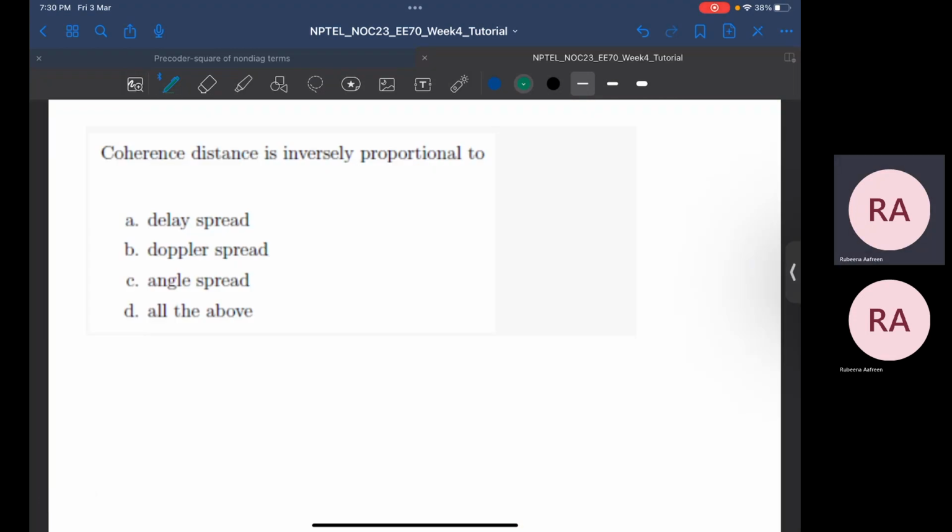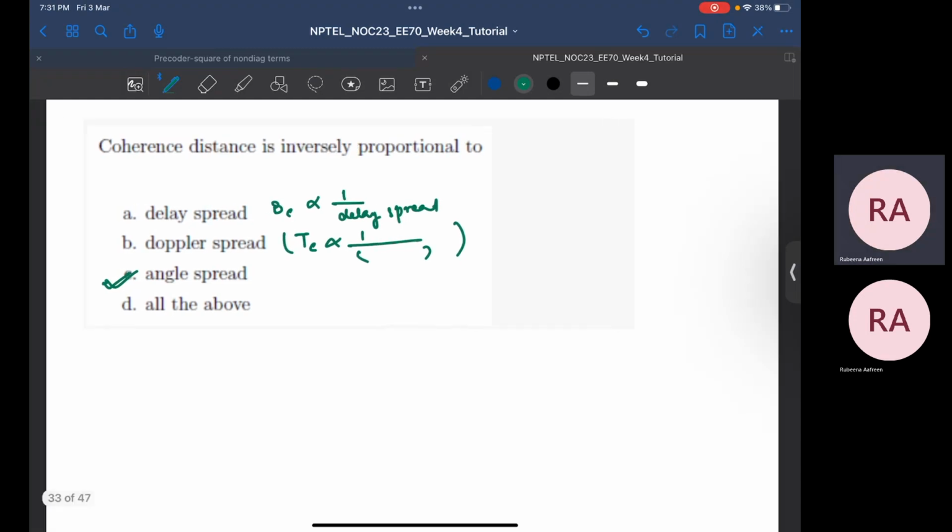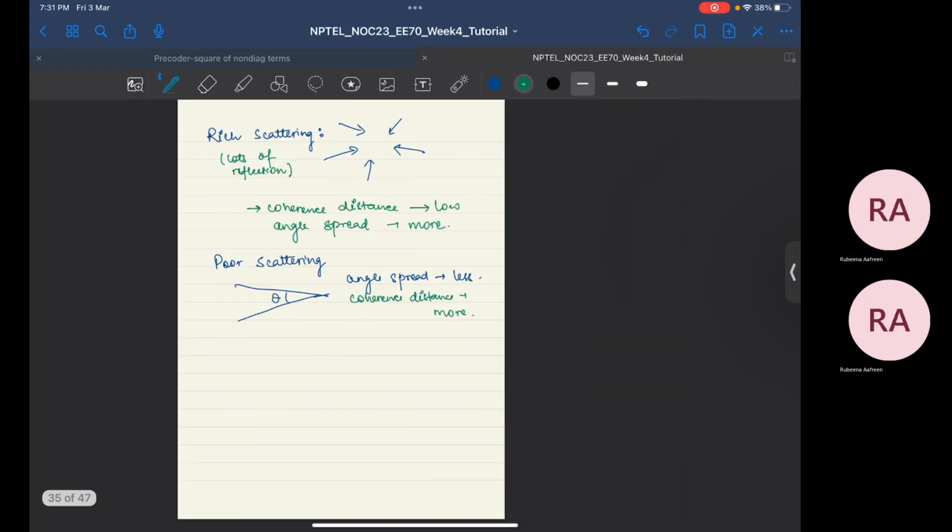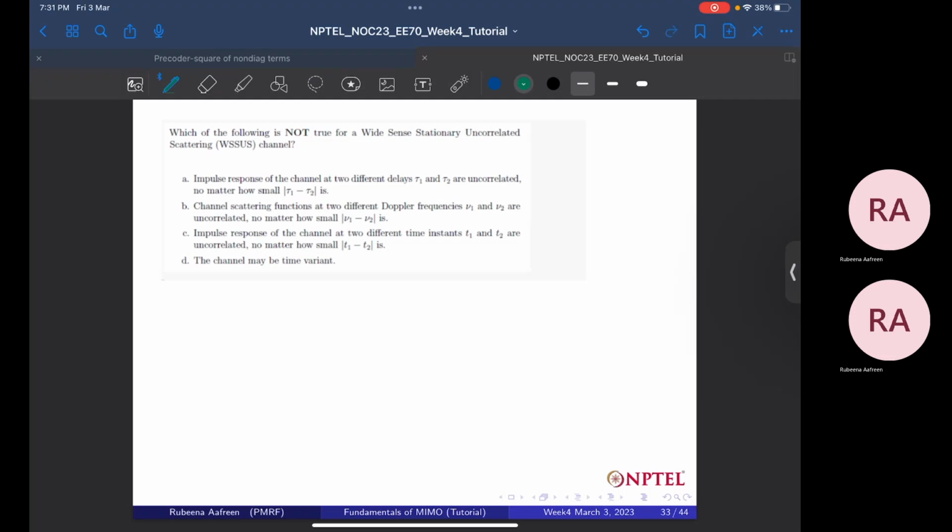Now you see this question. Coherence distance is inversely proportional to? So this is very obvious. It is inversely proportional to angle spread. For delay spread, coherence bandwidth is inversely proportional to delay spread. For Doppler spread, we have coherence time, which is inversely proportional to Doppler spread. And here it is coherence distance. Okay, now we will move on to the next question. So this is asking about wide sense stationary uncorrelated scattering channel.